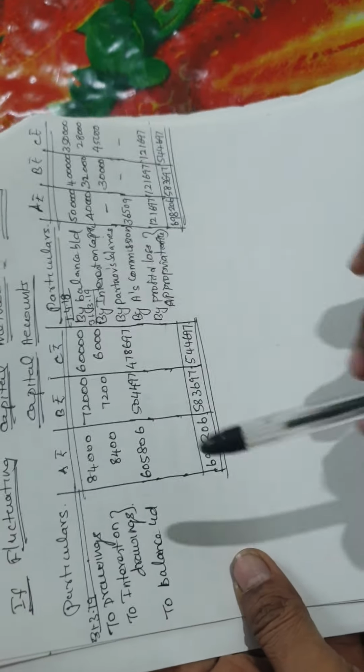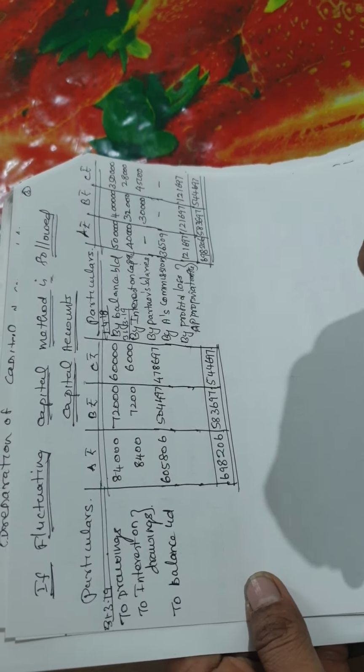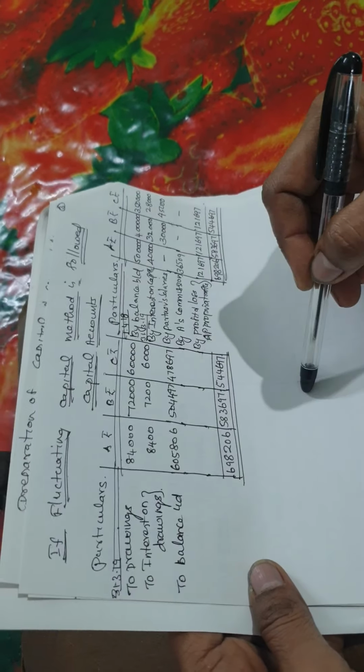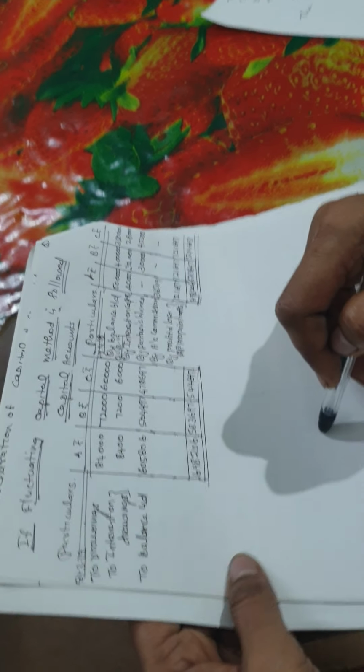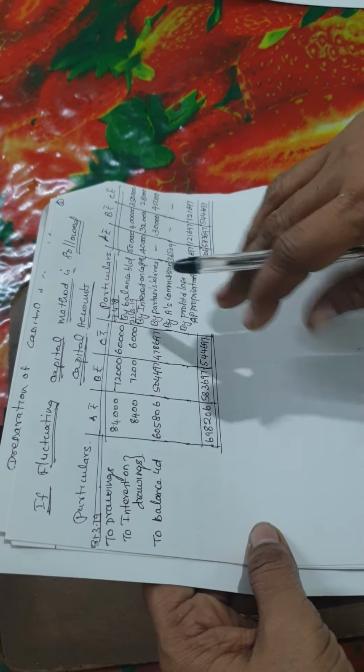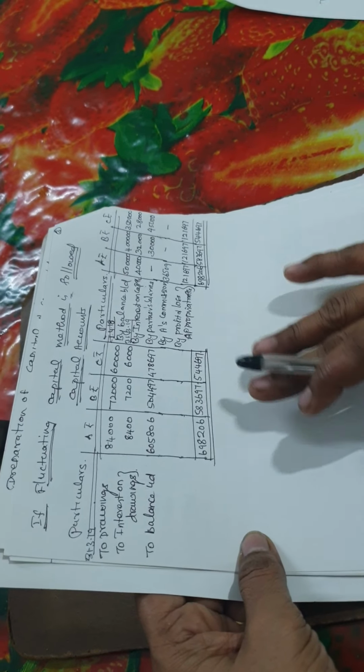So I think you are clear now with the preparation of P&L account, P&L appropriation account, and partners' capital account and current account, and what all the provisions are if the deed is silent. All that we have finished. So based upon that, you can do the sums.